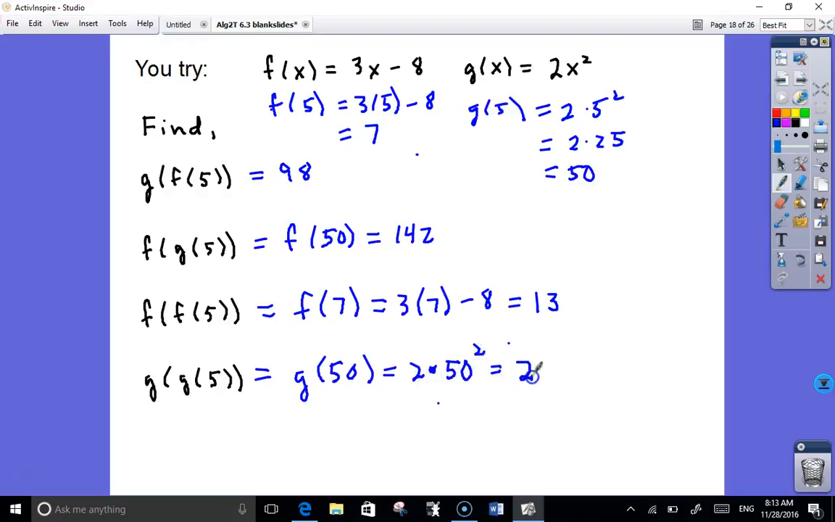Right, that should be 2 times 2,500, which is 5,000. Okay, so we're doing compositions, but so far, all the compositions we've done have given us a number, right? That's not always the case, and it's probably harder when they don't give you a number. And that's what I think the next examples are.